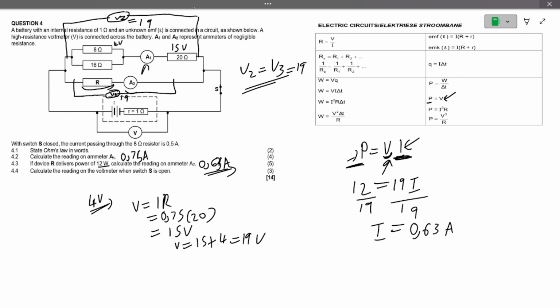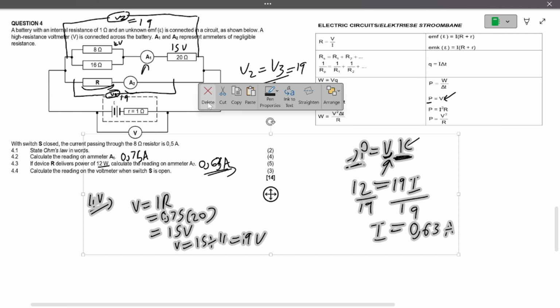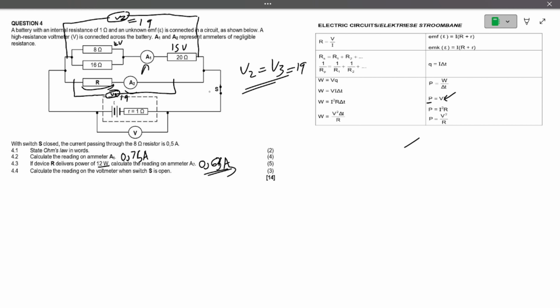Okay, so now let's go to the following one, which is to calculate the reading on the voltmeter when switch S is open. So now switch S is open. When switch S is open, because there's no current flowing, the reading on the voltmeter will be calculating the EMF of the battery.